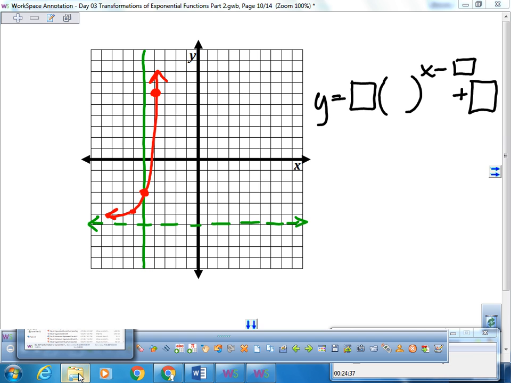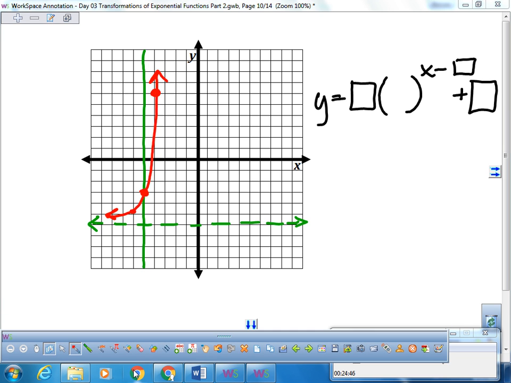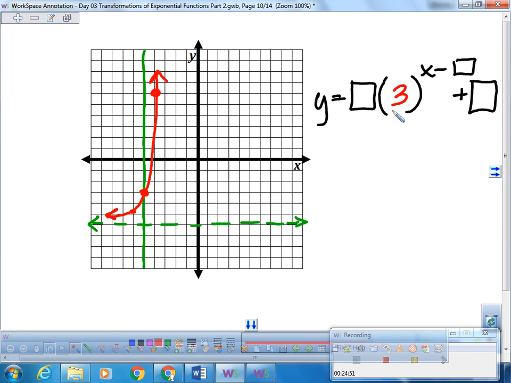I'm going to tell you right now, and this is what I'll do on the test as well. I'm going to give you the base. All right? The base is 3. I'm not going to make it too tricky. So you should already know this number right here. What is it shifting? This one here.